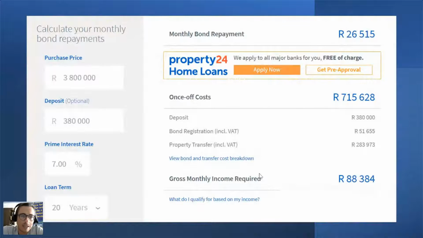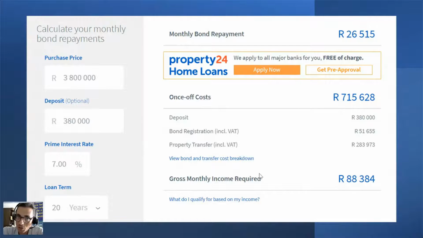The last thing that I needed to do as part of my due diligence is to work out what the bond repayment would be. So just using Property24's bond mortgage calculator, you see I've put in the purchase price, a deposit of 10% at 7% interest rate over 20 years. And on the top right, you can see that my monthly bond repayment on this property will be 26,500.